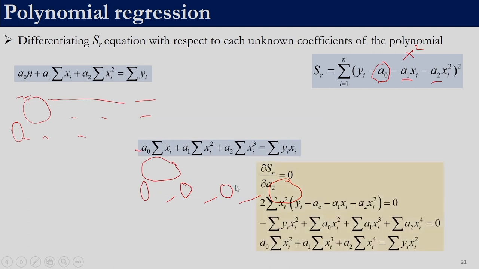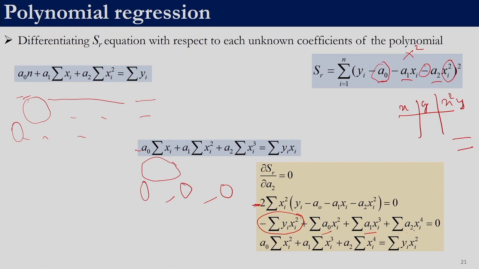So this is the second equation. And the third equation is dou Sr by dou a2 equal to 0. Again the same concept we need to apply. Since it is differentiation with respect to a2, this xi square is a constant, and because of this the minus sign appears over here. And then this term would be completely known because you have x and y. So you can calculate x square y: square each element of x, multiply it with y, and then sum it up over here. So this term is known, so that can be taken to the right hand side.